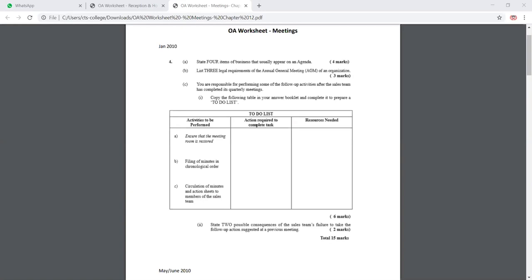B says, filing of minutes in chronological order. Filing of minutes in chronological order. So I'm going to ask you, what is the meaning of the word chronological? Anybody? It's where something has to be in a specific order. Yeah, right? So chronological order meaning something that has to be in a specific order. Good. Let's talk about minutes. What is that?